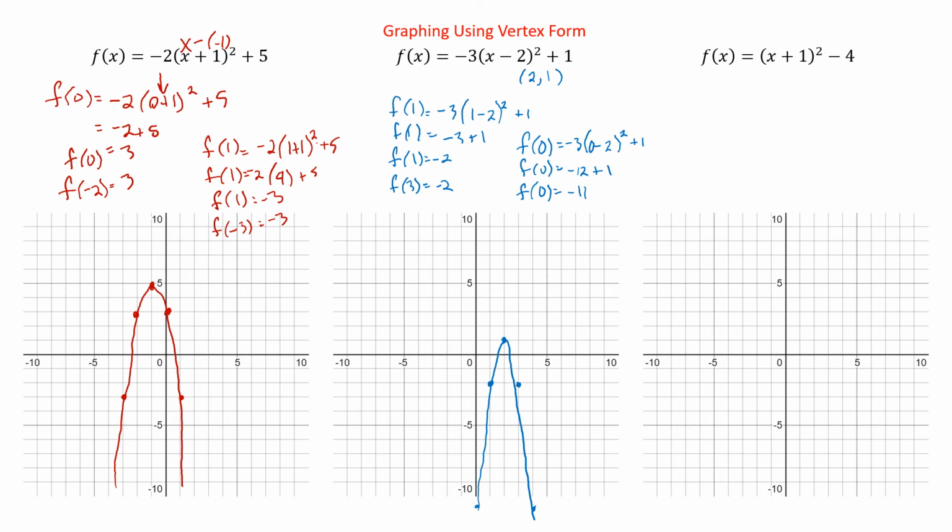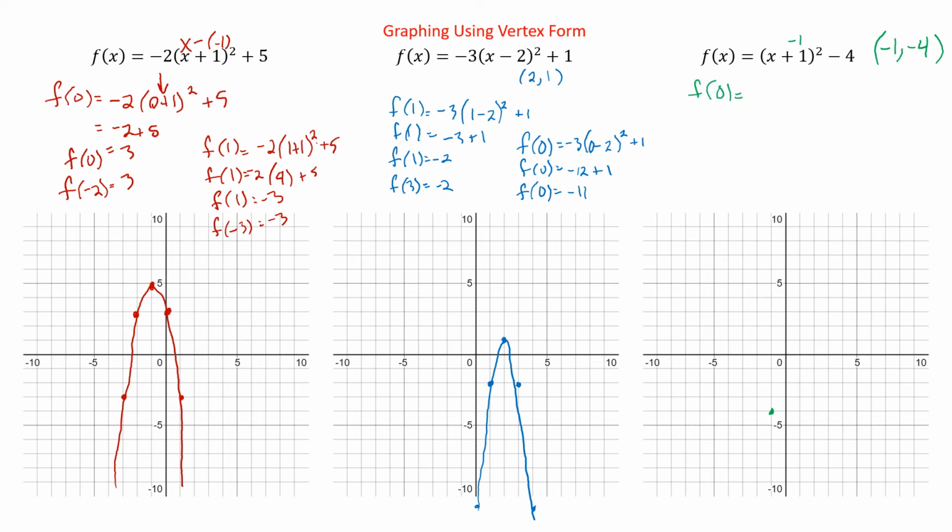Our h value, this is x minus negative 1. So we're at negative 1 and negative 4. So our vertex is negative 1, negative 4. And now we can plug in some values. Let's plug in 0 and 1.